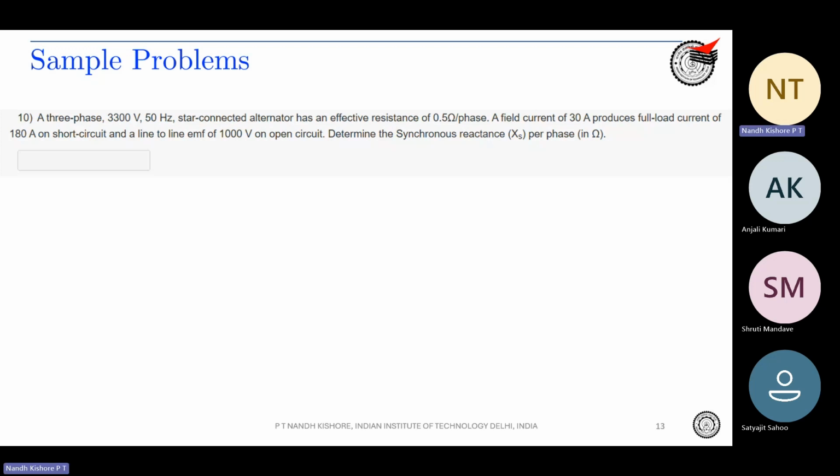Okay, so next question is a three-phase 3300 volt 50 hertz star connected alternator has an effective resistance of 0.5 ohm per phase. A field current of 30 ampere produces full load current of 180 ampere on short circuit and a line-to-line EMF of 1000 volt on open circuit. Determine the synchronous reactance per phase.